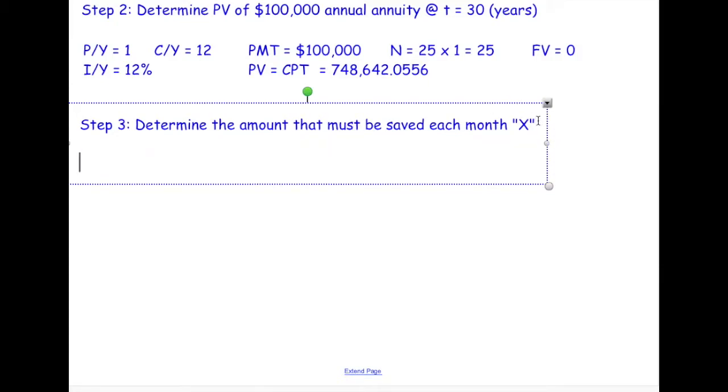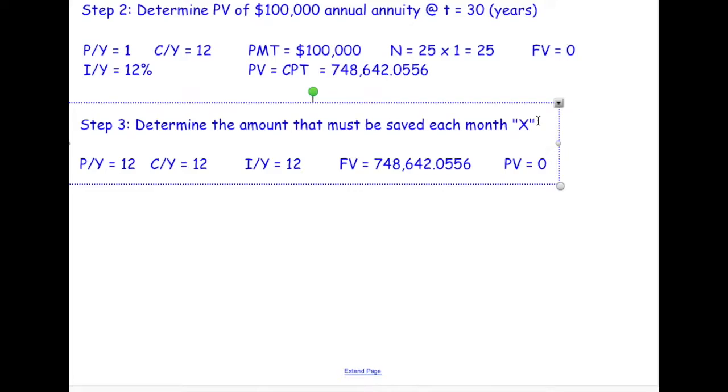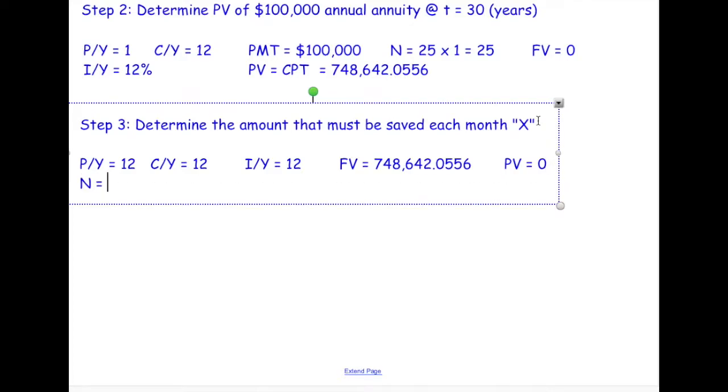In our finance calculators, we're now going to set PY to 12 simply because we're saving money every month. CY is still going to be 12 simply because we have the same rate that is being quoted to us. So IY, the interest rate, is also 12. For FV, we're going to put the answer that we got in the previous step, 748,642.0556. Present value is going to be set to 0. N is going to be 360.